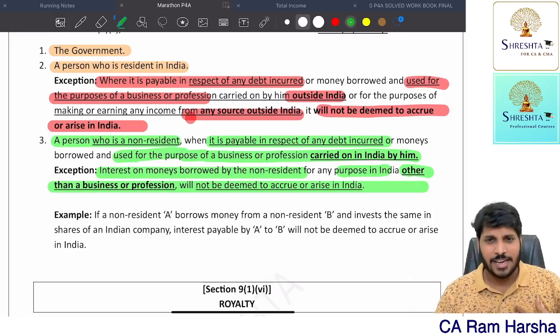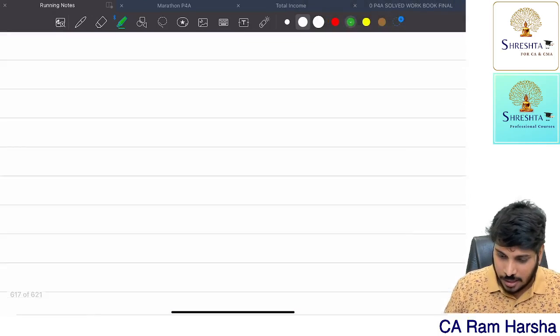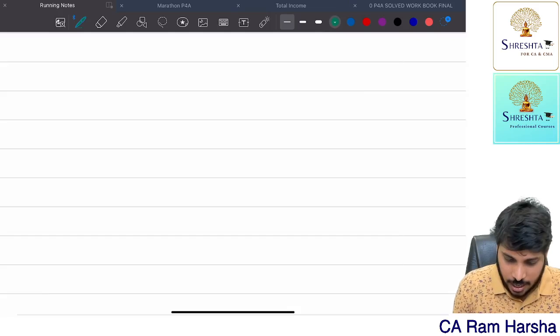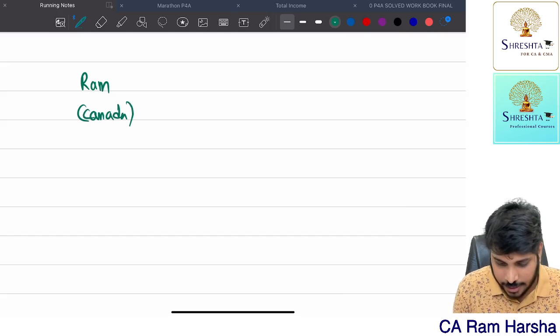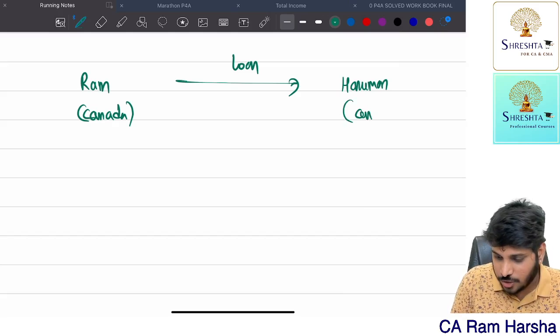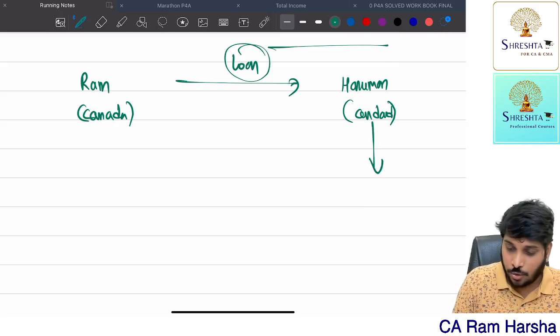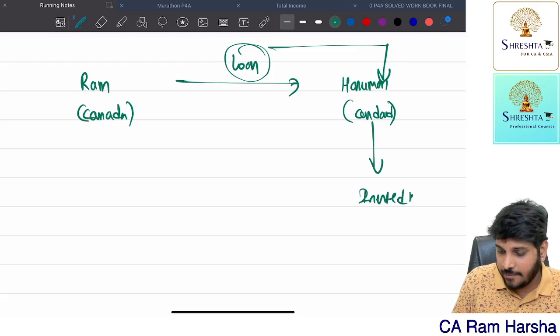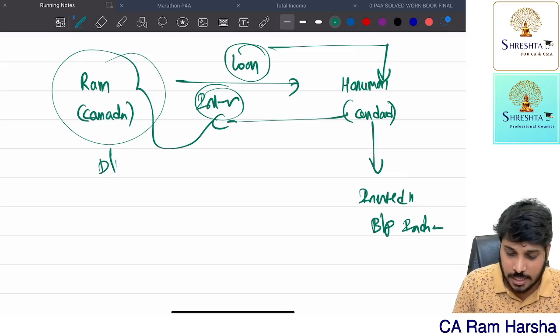Very simple. So I gave a loan. I'm a Canadian citizen. I'm a non-resident. Mr. Ram is a non-resident. He's staying in Canada. He gave a loan to Hanuman, for example. This fellow is also staying in Canada. Both are non-resident. But whatever loan Hanuman took, he invested in India. He invested in business or profession in India. Now, whatever interest he is paying, whatever interest Ram is receiving, is deemed to accrue or arise in India.